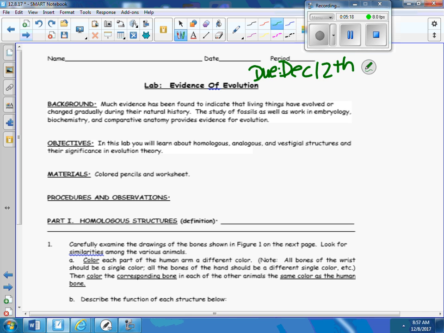Most of you will finish it in class if you're focused. If you choose not to be focused, then it's going to take you a longer amount of time. So discipline is the key to success. How disciplined are you? All right, who wants to read to us the background information? Go ahead, Asif.